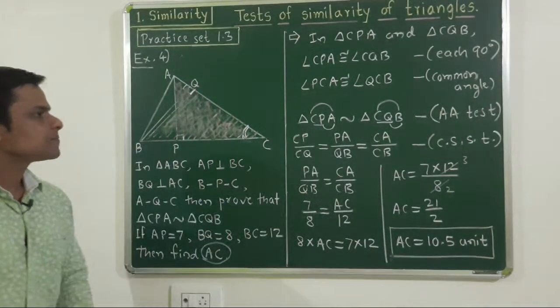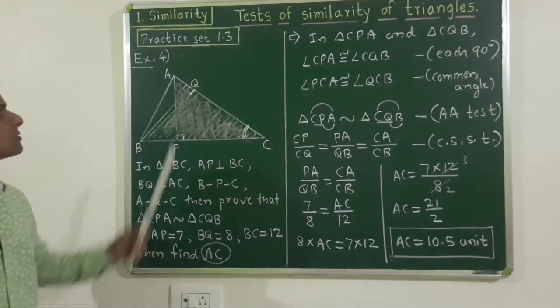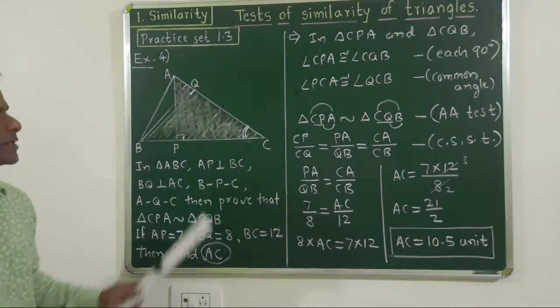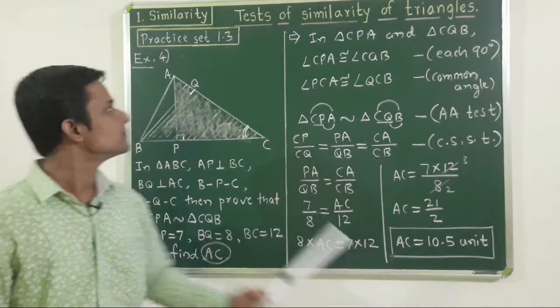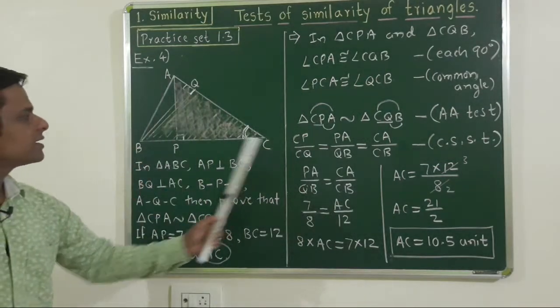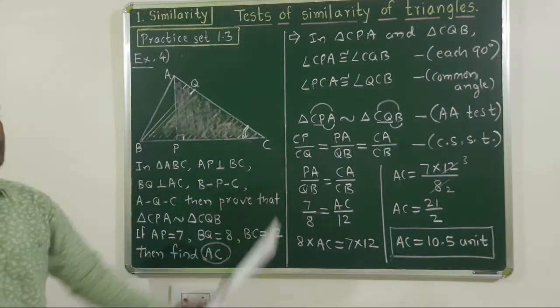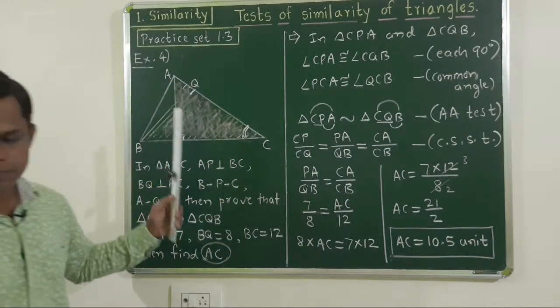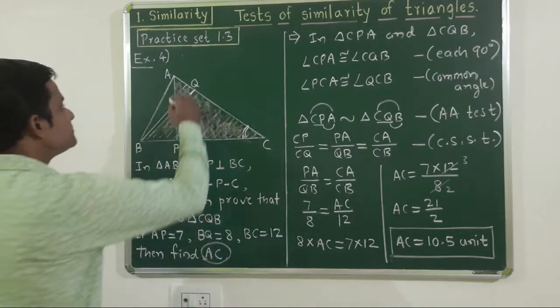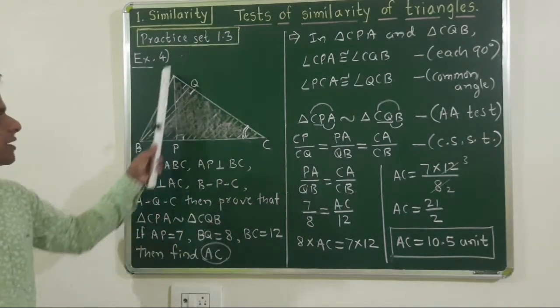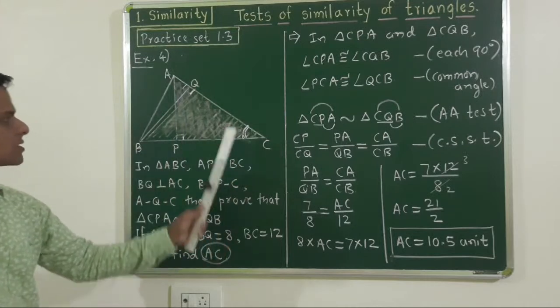See once again, what is given in this question? This is question and this is answer. Question is already with you in your textbook, only you have to write answer. See what is given in triangle ABC. AP is perpendicular to BC, BQ is also perpendicular to AC, means there are two perpendiculars in this diagram, and we have to prove these two triangles similar, that is triangle CPA and triangle BQC or CQB.